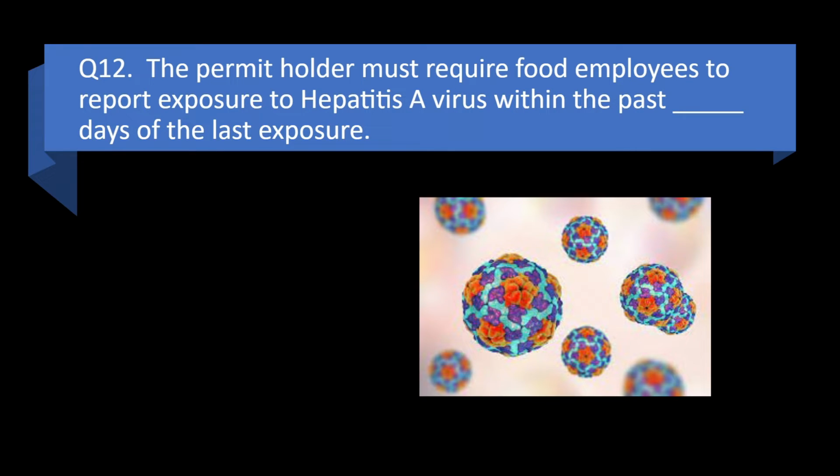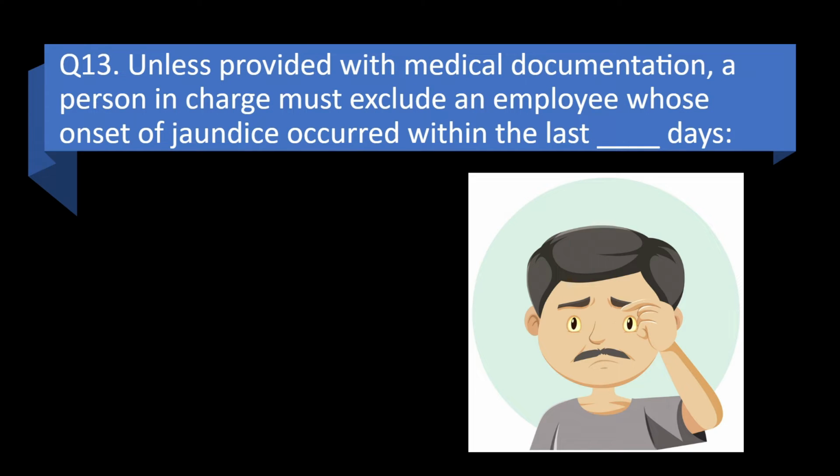Question 12. The permit holder must require food employees to report exposure to hepatitis A virus within the past blank days of the last exposure. 7, 14, 18, or 30. D. 30. Question 13. Unless provided with medical documentation, a person in charge must exclude an employee whose onset of jaundice occurred within the last blank days. 1, 3, 5, or 7.